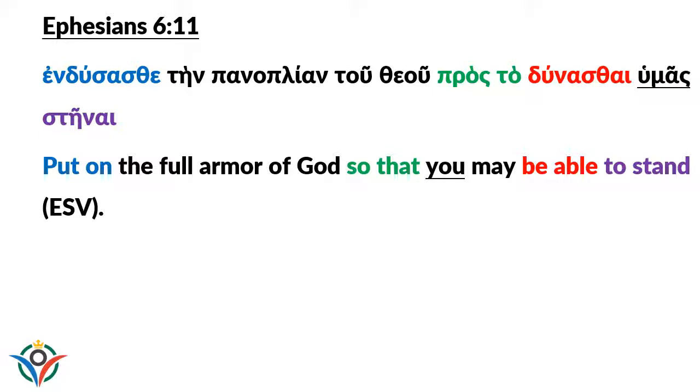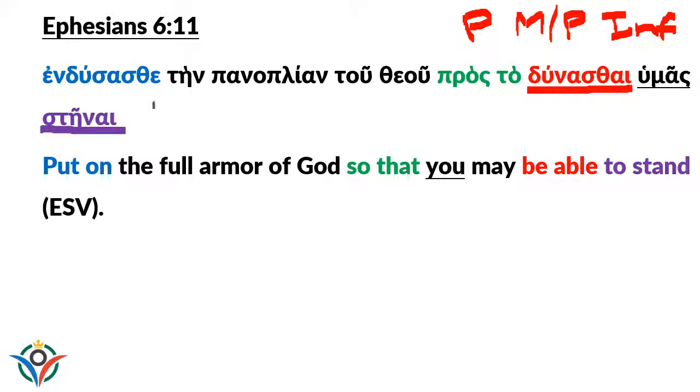So the first infinitive is dunasthai. So let's just parse that quickly. This is a present, it can be either a middle or a passive infinitive. And then the second infinitive is stēnai. So this is a second aorist active infinitive. All right, so let's have a look at the uses of these two infinitives.